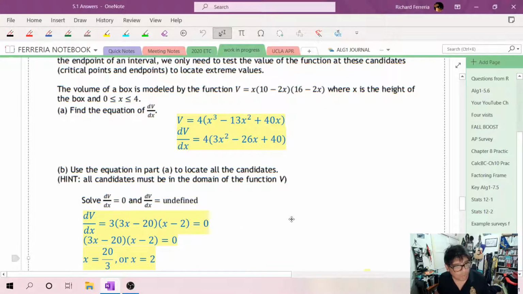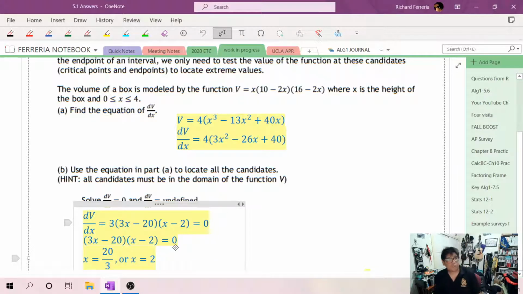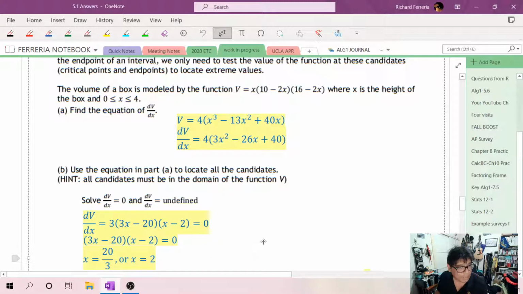So here we go with our derivative. We've gone ahead and we've factored it a little bit. We've got 3 times the quantity 3x minus 20, and x minus 2 is equal to 0. Your experience with factoring is going to be helpful here. And then we're going to set that derivative equal to 0. So it looks like, based on the factors here, we have that x equals 20 over 3, or x equals 2.